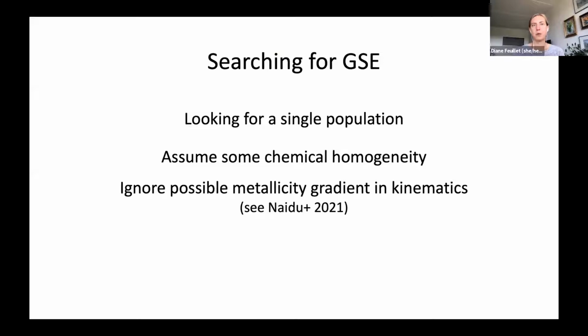So when searching for Gaia-Sausage-Enceladus, we basically had 2 things that we were keeping in mind when trying to identify where this population was sitting. We were looking for a single population of stars, and we were assuming some sort of chemical homogeneity in the stars of that accreted population. So those were the driving assumptions that we were working with. We also ignore any possible chemical gradient in the kinematics of the stars, but I think that's an interesting possibility to look into, and has been explored a bit in Naidu et al. 2021.